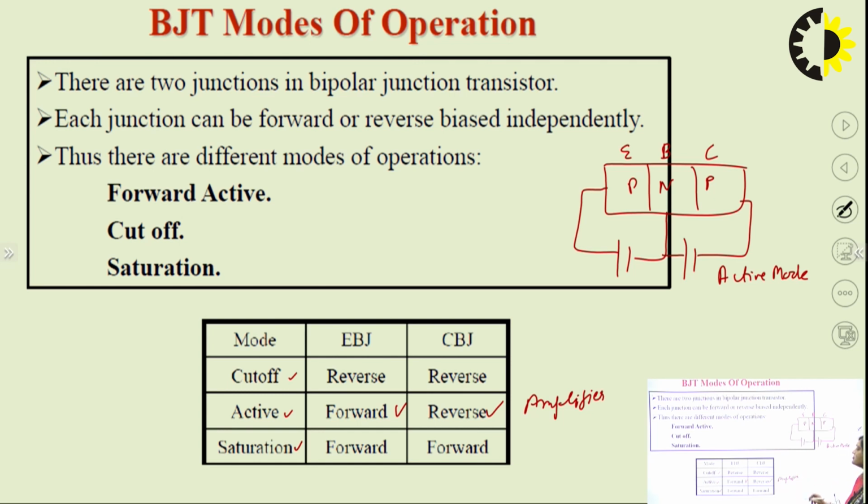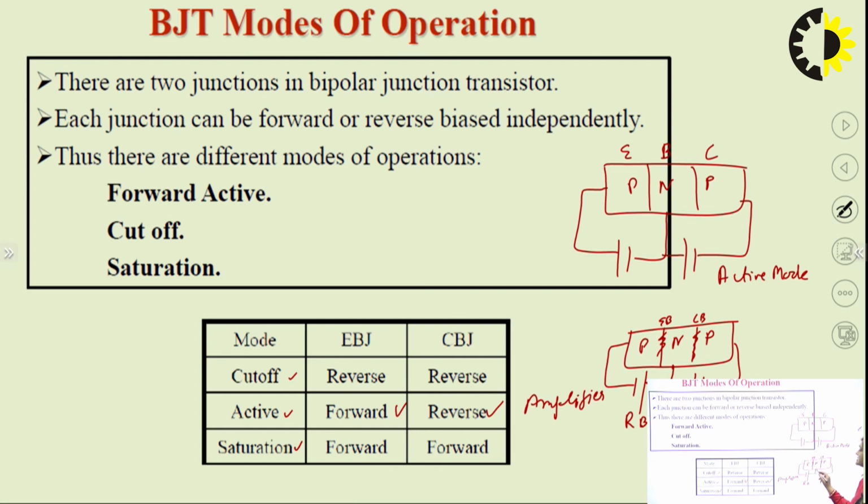And in cutoff mode, this is a PNP transistor. So this will be in reverse bias, and this will also be in reverse bias. Both will be in reverse bias. So when we make the emitter base junction reverse biased and the collector base junction reverse biased, both junctions, this is one of the junctions, and this is the other junction. This is the emitter base junction, and this is the collector base junction. So both junctions are reverse biased.